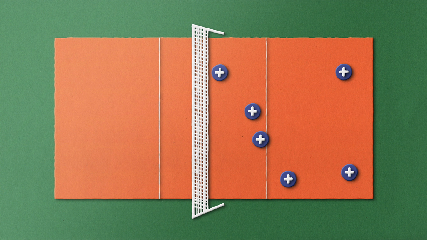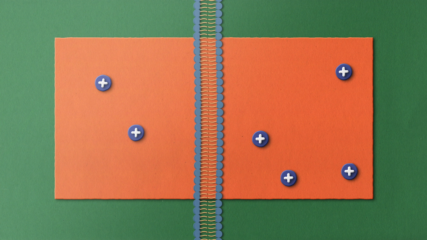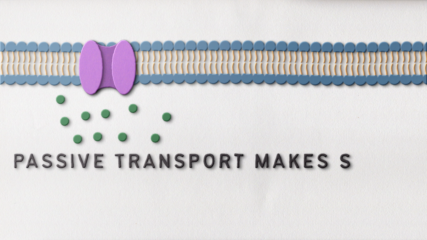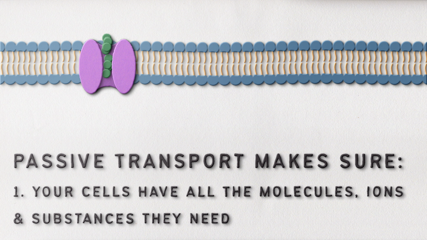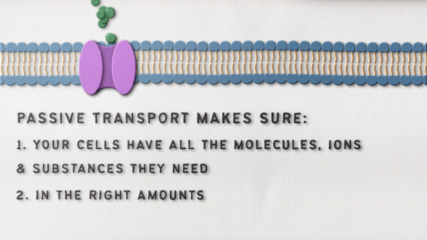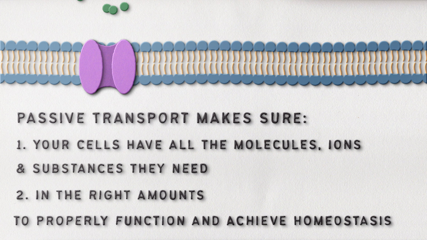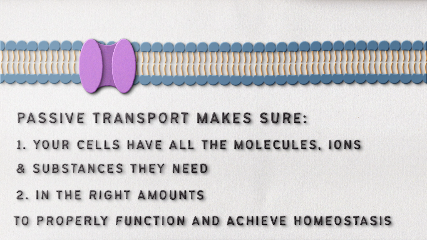Think of it like a volleyball player, an ion, going from one side of the court to the other to even out the team, moving downhill of the concentration gradient and allowing the game to go on. Except they pass through the net, the cell membrane. Passive transport makes sure that your cells have all of the molecules, ions, and substances they need in the right amounts to properly function and achieve homeostasis.